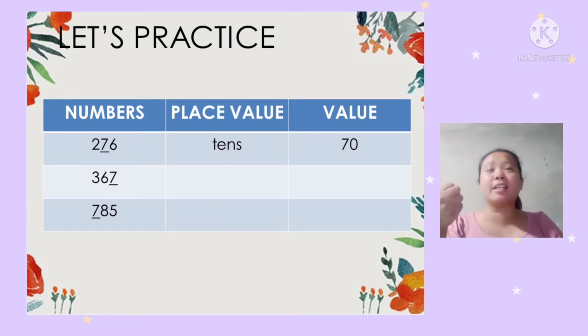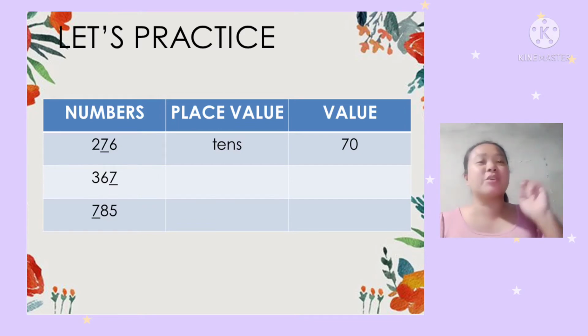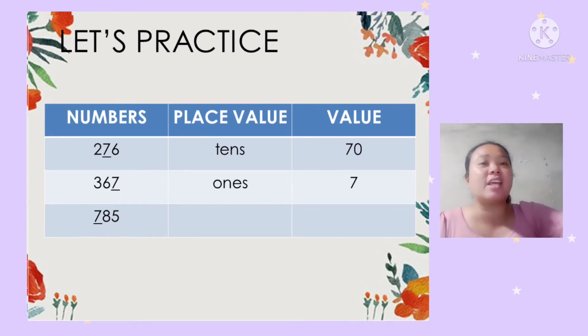Five, four, three, two, one. Okay, if you're not yet done, just pause the video. So those who are done, let us check your work. The place value of 7 is ones, and the value is only 7.